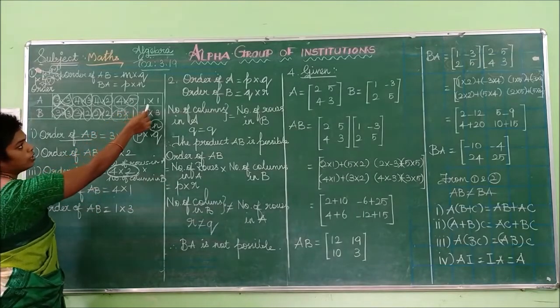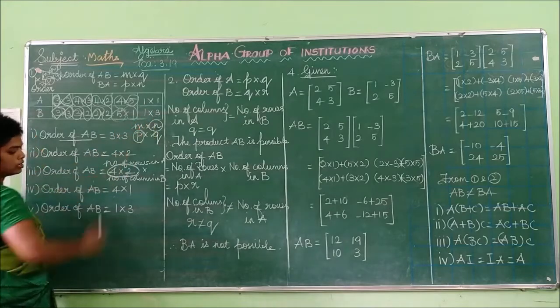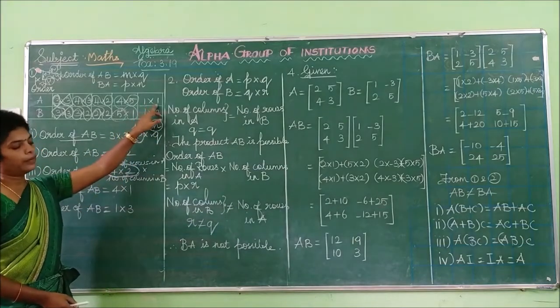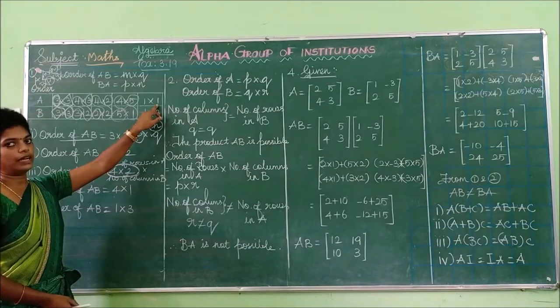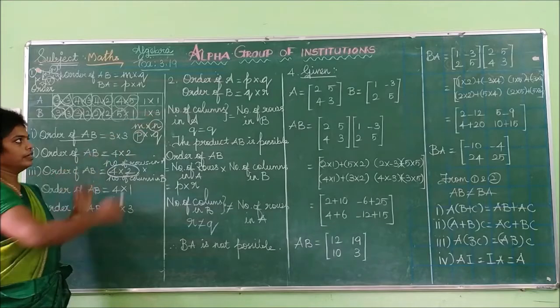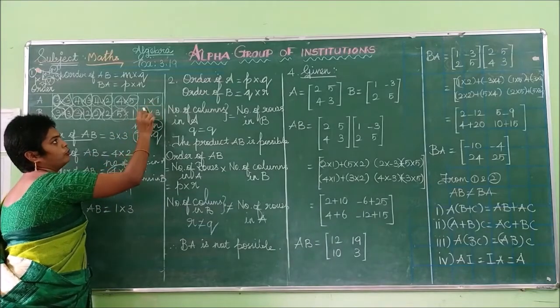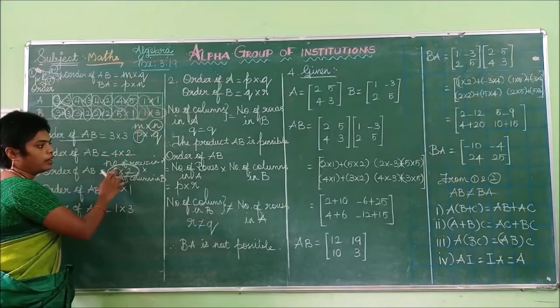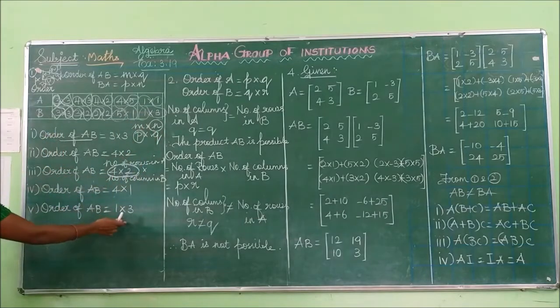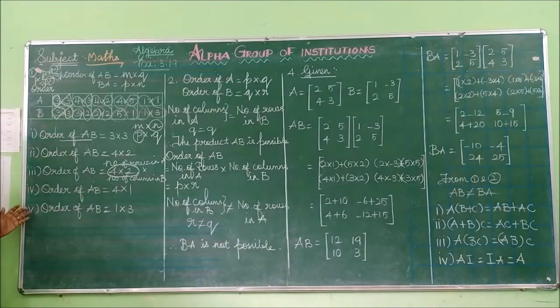So listen to the next one, order of AB for the fifth set. What is the fifth set? 1 cross 1 into 1 cross 3. So listen. First you have to verify number of columns in the first matrix is equal to number of rows in the second matrix. So both are same. Now you can cross and write. Number of rows in A is 1, number of columns in B is 3. So 1 cross 3.